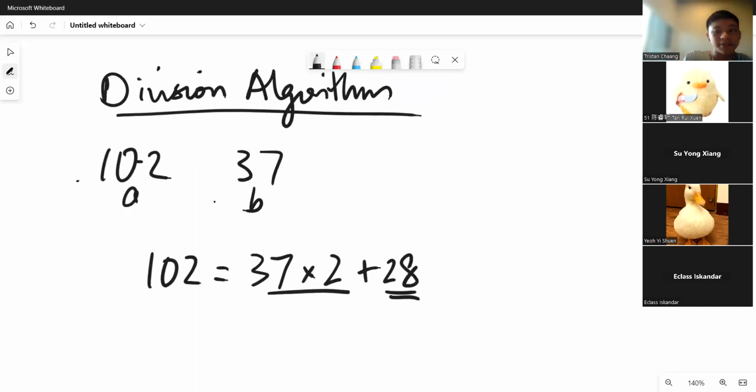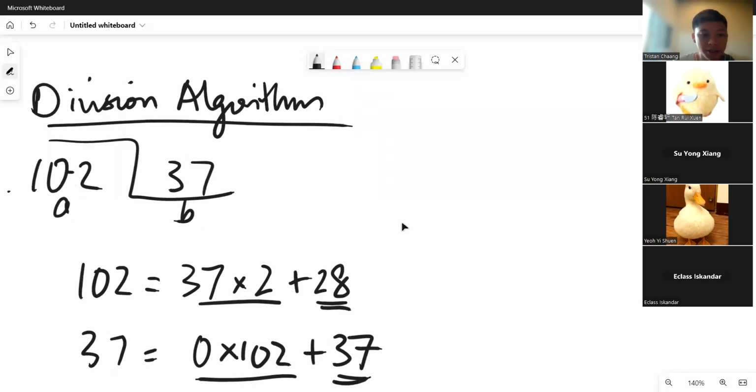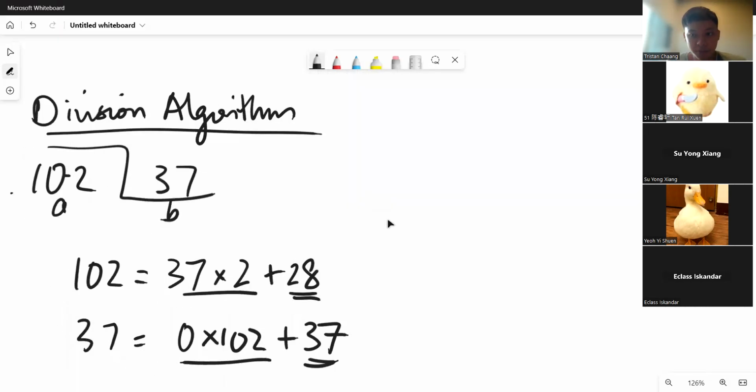In fact, it doesn't matter if A is larger than B. I can just swap the two numbers and say 37 equals 0 times 102 plus 37. That also works. It's a multiple of 102 plus a number that is smaller than 102. And it's unique, right? I'll leave it to you as an exercise to prove that it's unique.